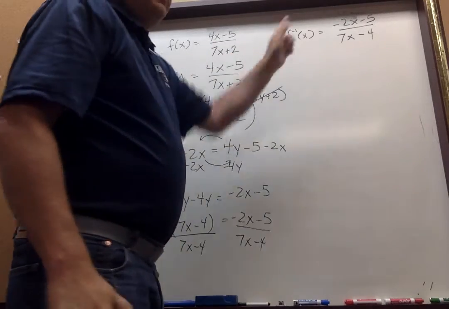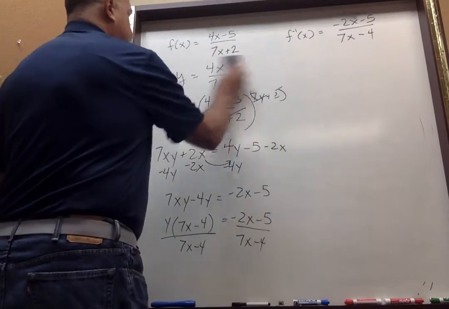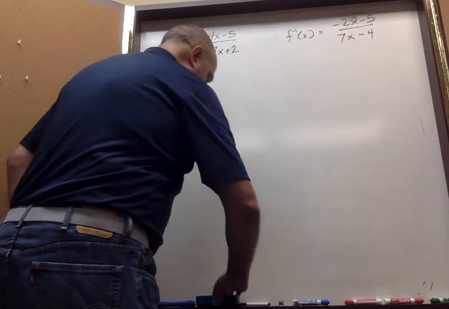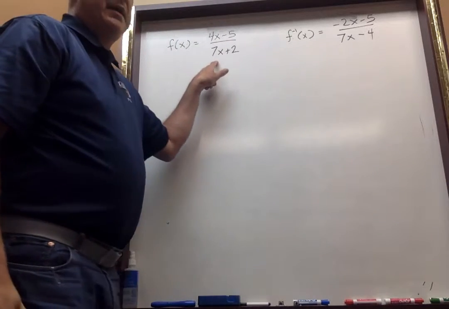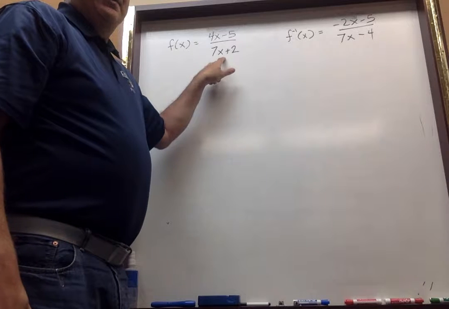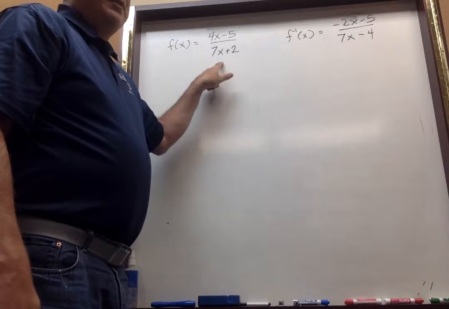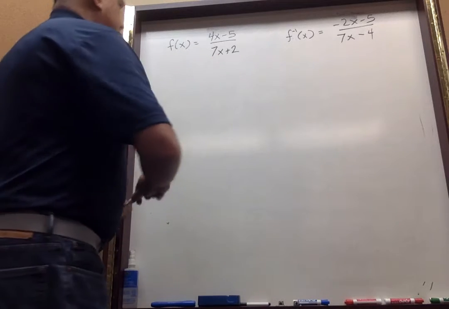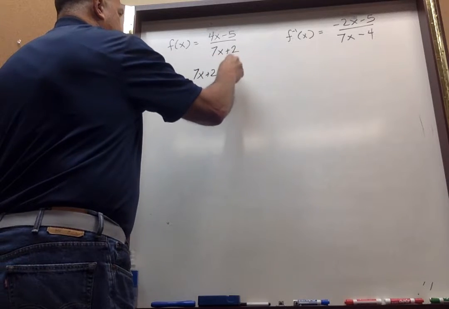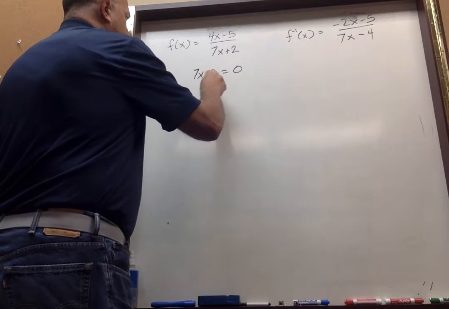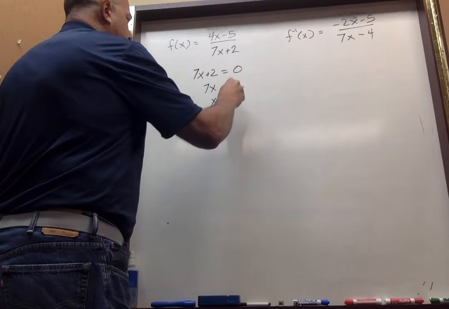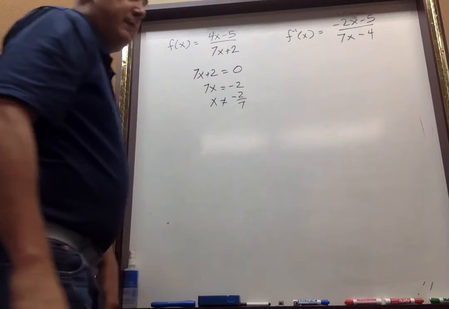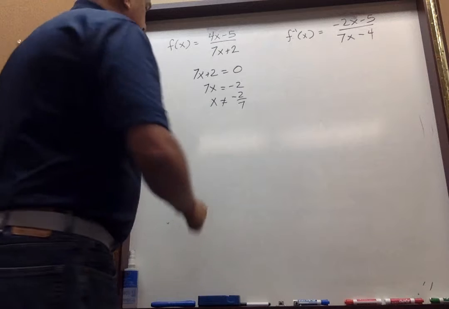There's the original function. Now let's see if we can find the domains and the ranges for these two functions. So one of the things that restricts a domain of a function is denominators and values of x that make the denominator equal to 0. I can't have a 0 in the denominator, so what I want to do is figure out what makes this denominator equal to 0. So I'm just going to set that denominator equal to 0, subtract 2 from both sides, and then divide by 7. And so x can't equal negative 2/7 because that would make our denominator equal to 0.